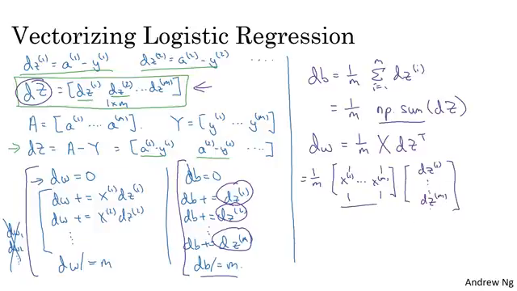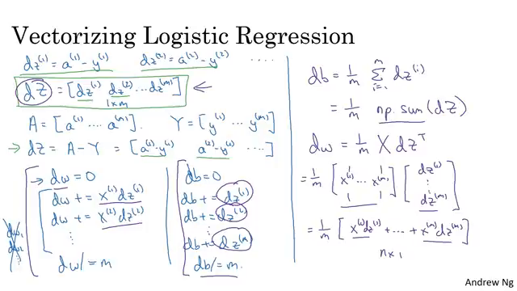And so if you figure out what this matrix times this vector works out to be, this turns out to be 1 over m times x1 dz1 plus dot dot dot plus xm dzm, right? And so this is an n by 1 vector, and this is what you actually end up with for dw, because dw was taking these xi dzi and adding them up, and that's exactly what this matrix vector multiplication is doing. And so again, with one line of code, you can compute dw.